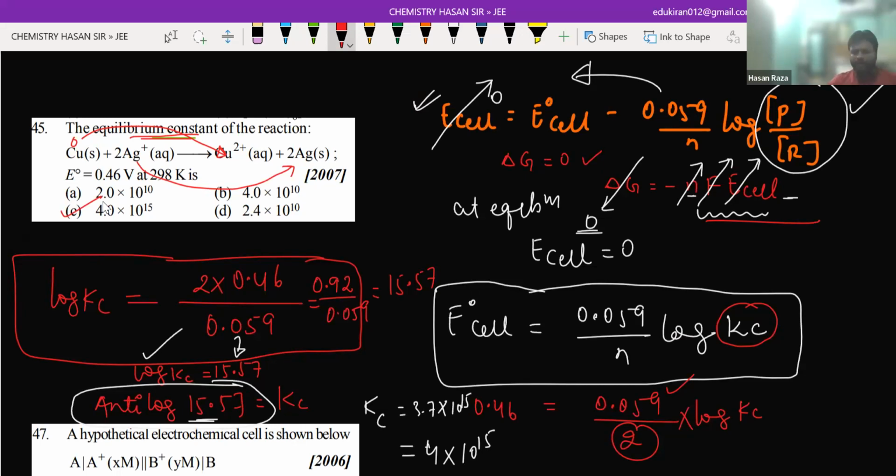So basically, in the last, there is concept of antilog, and the rest of it is very, very easy.